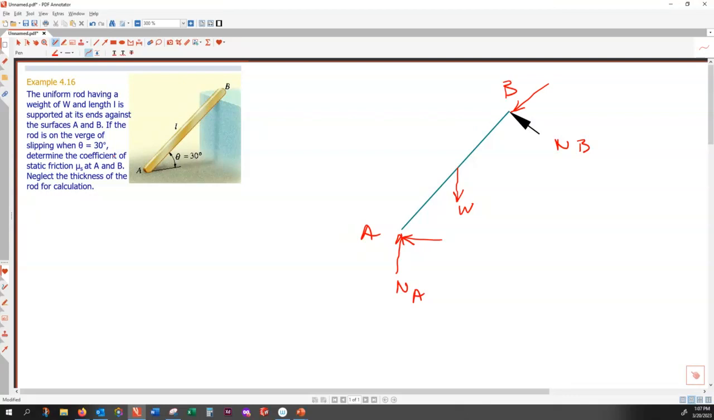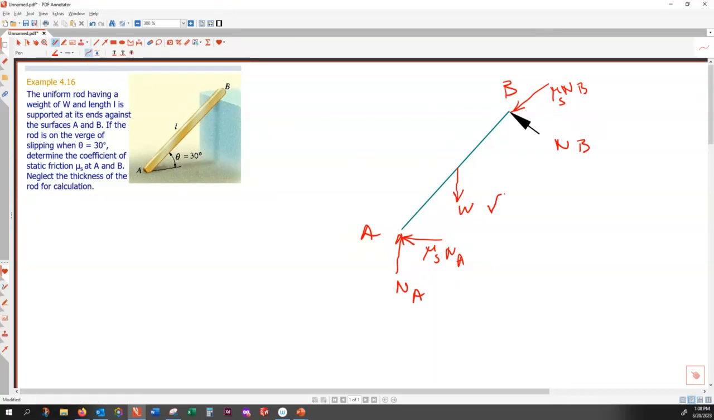So what do we know from the problem about the zone? If the rod is on the verge of slipping, verge of slipping means this is mu static times NB. That's what it means. And this one is mu S times NA. Okay. So you want to find the coefficient of static friction for this to be at the verge of movement. So let's ask ourselves how many unknowns are here.